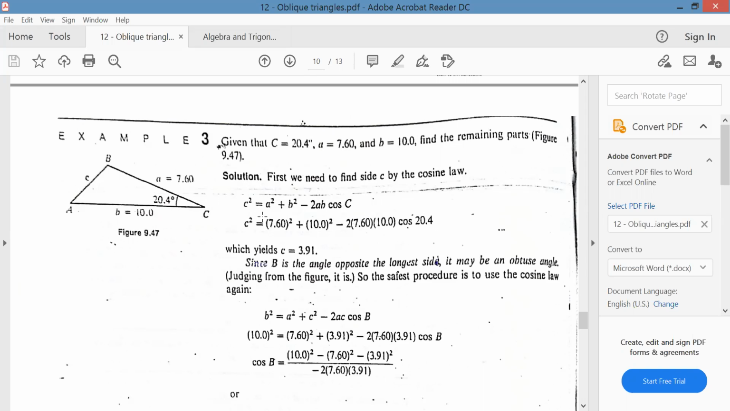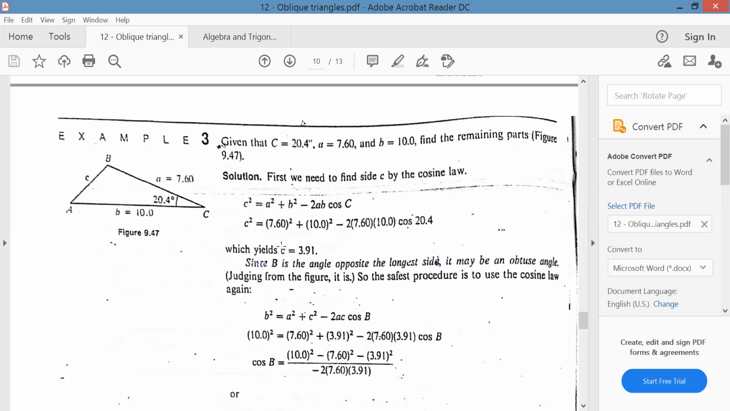Cosine law: C square equals A square plus B square minus 2AB cos C. All the right hand side values have been given to you. A is 7.6, take its square. B is 10, take its square, minus 2. Put the value of A, put the value of B, and cosine of 20.4. This is C.